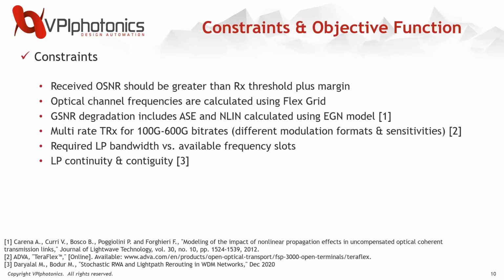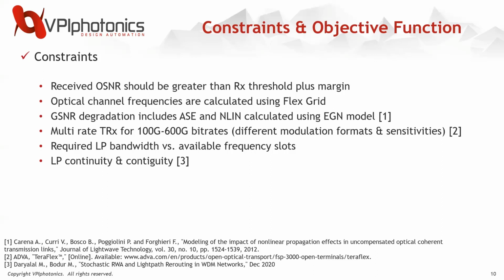We use FlexGrid applied to C-band to calculate available frequency ranges, but the algorithm itself is flexible enough to support either flex or fixed grid and other transmission bands. We calculate the generalized SNR degradation caused by ASE and nonlinear noise and compare it with the receiver sensitivity. And we consider networks with various transceiver configurations.